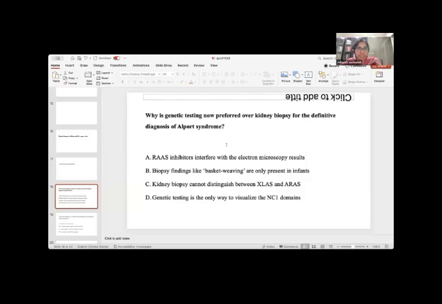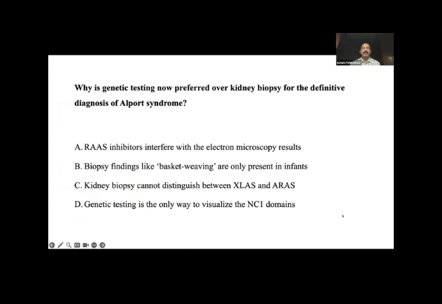Kidney biopsy for the definitive diagnosis of Alport syndrome. Can you ask somebody to answer, then we can take it. Okay. You can't launch a poll, but at least we can get some opinions. Satish sir, your opinion regarding genetic testing or kidney biopsy, sir?